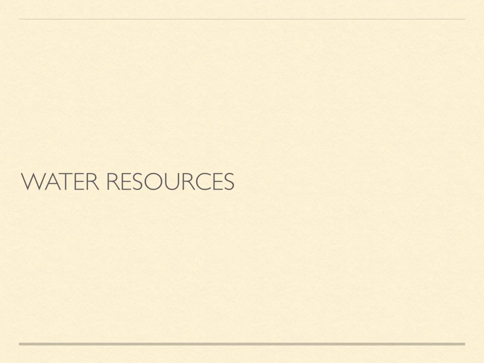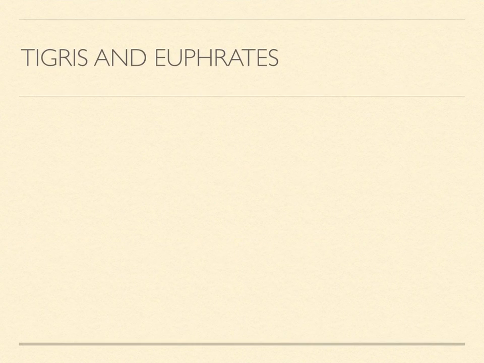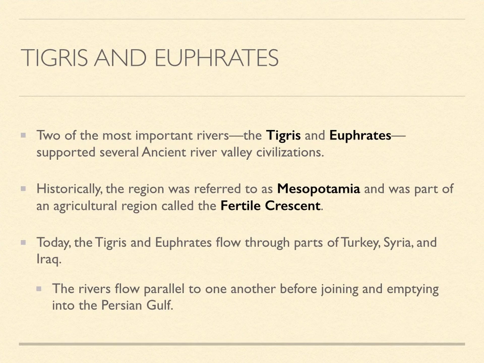Water resources. Tigris and Euphrates. Two of the most important rivers, the Tigris and the Euphrates. These rivers have supported ancient river valley civilizations. Historically, the region was referred to as Mesopotamia.